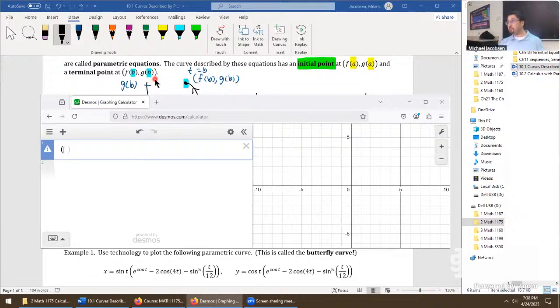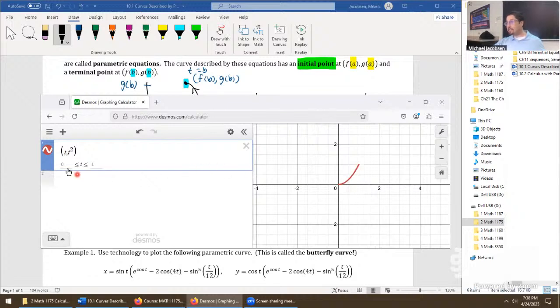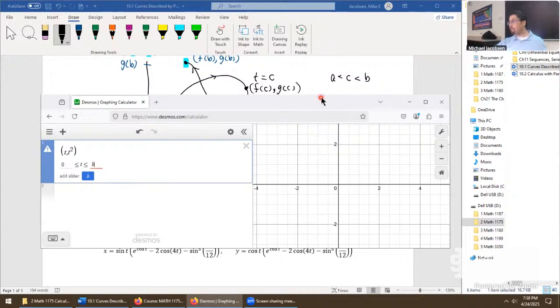So let's just throw in something generic first. We want to use the fact that we're dealing with the parameter t. So let's go maybe t squared. And, well, it did a good job plotting that. Other things we might want to do is decide what domain we want to range this on. So if we're going from A to B, we might select 0 for our A value. And let's add a component, a slider, for B.